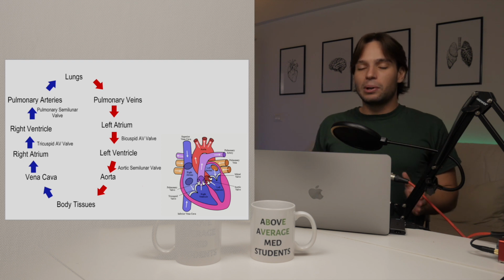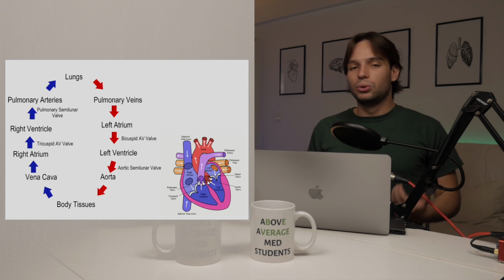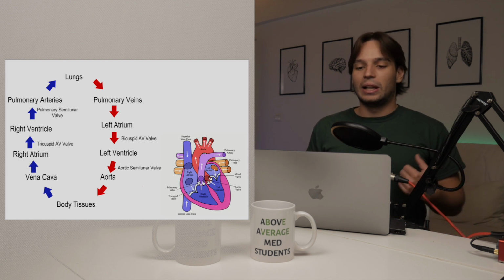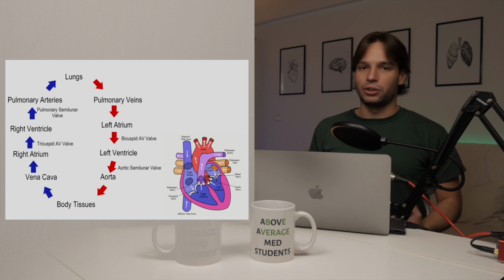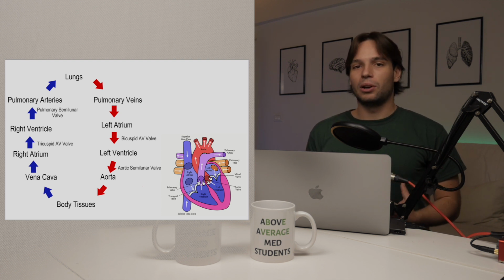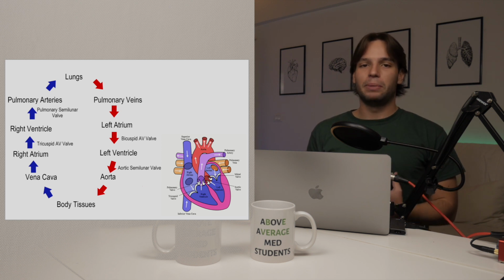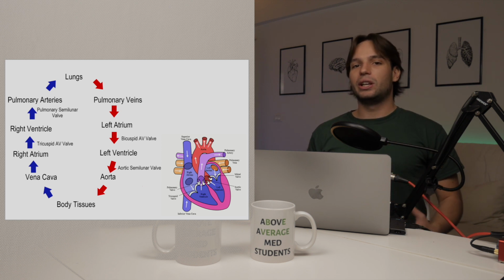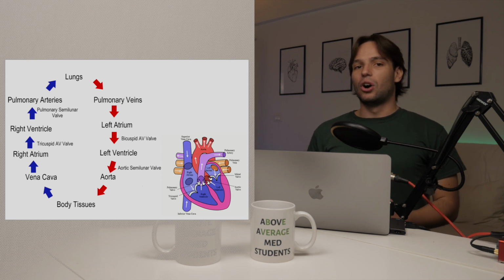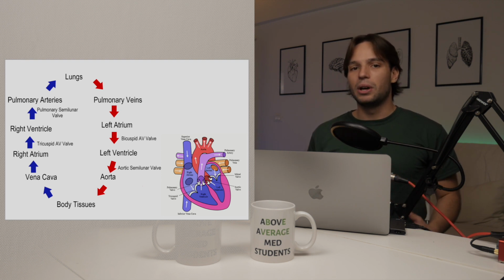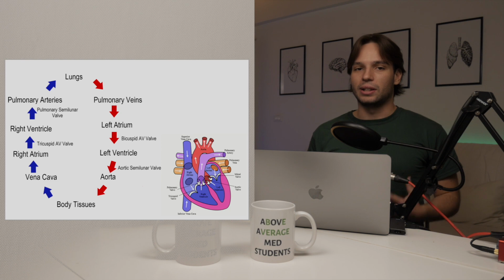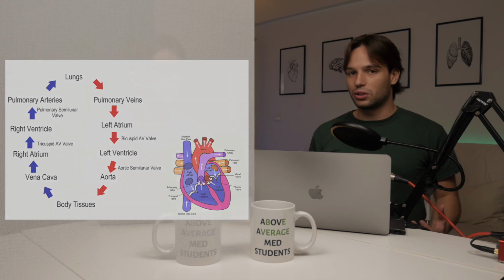From the left atrium, blood is transferred to the left ventricle. The left ventricle, the thickest part of the myocardium, pumps this blood into the aorta, which is our major artery, the biggest one we have, which will eventually give rise to all of the branches of our arterial circulatory system, which will supply with nutrients and oxygen all of our tissues.